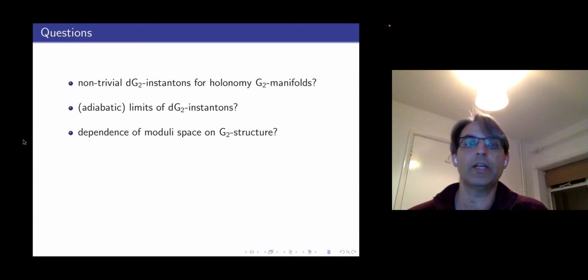And in general, one needs to understand how the space of dG2 instantons changes under a variation in a path of G2 structures.